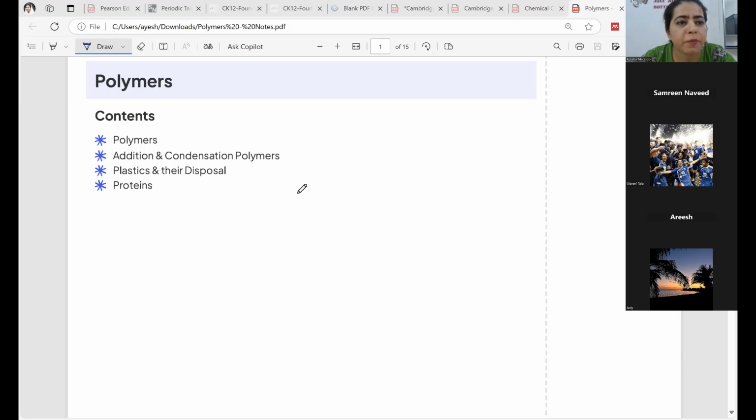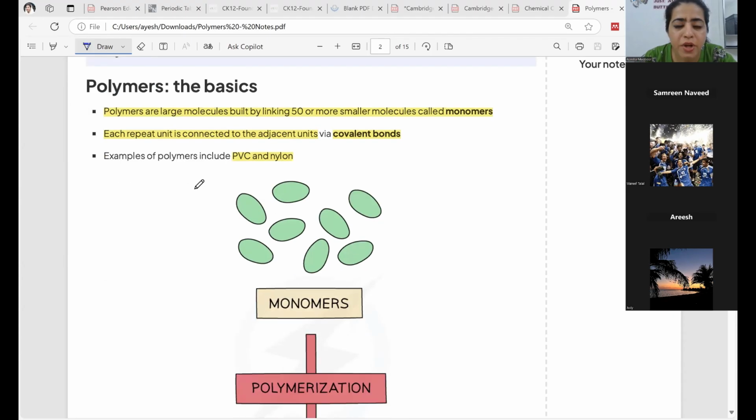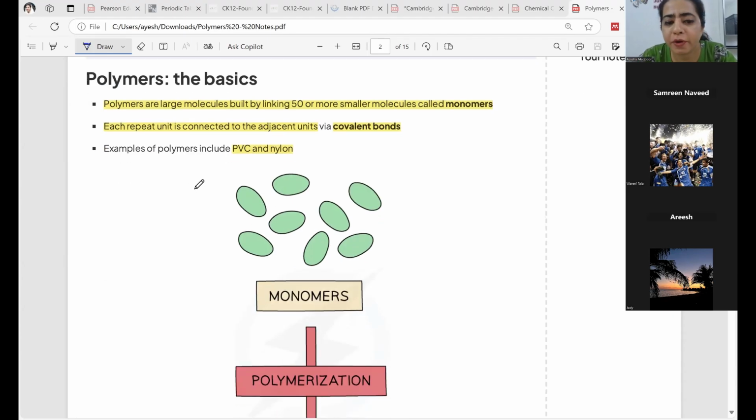We are going to continue with the polymers file, how the polymers are going to form from simple monomers. What are two different types of the polymers, addition and condensation, and different examples of polymers as well. First of all, what is polymer and what is monomer?